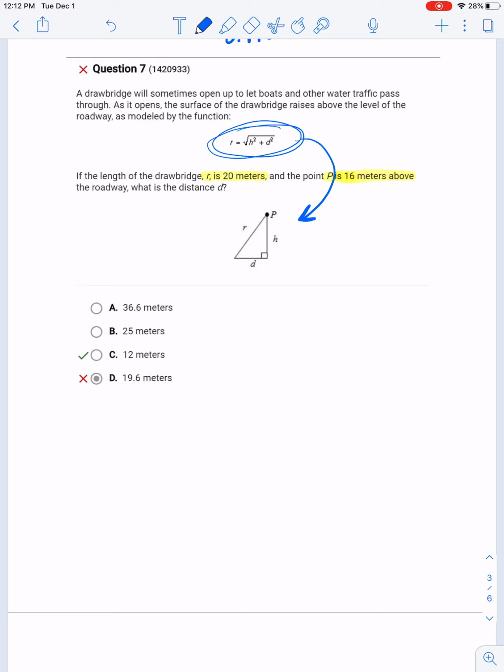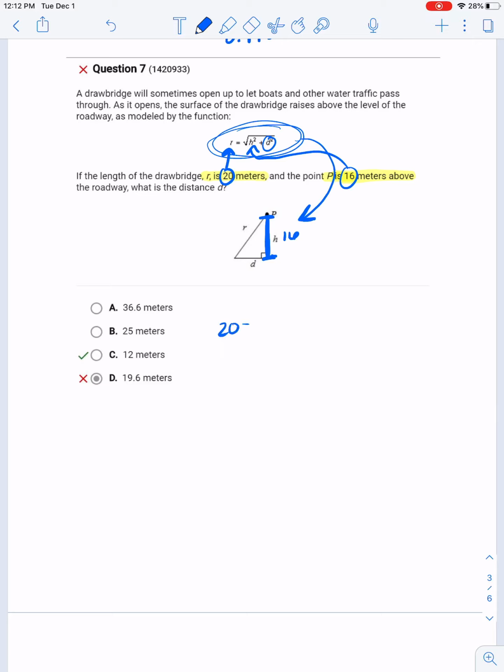So it says that the length of the drawbridge R is 20 meters. So we're going to plug 20 in right here for R. And the point P is 16 meters above ground. That's this. So this height from the ground up is 16. Okay, so we're going to plug that in for H right here. What is the distance D? So we're looking for that. Okay, so I'm just going to use the formula they gave us and plug all those numbers in.